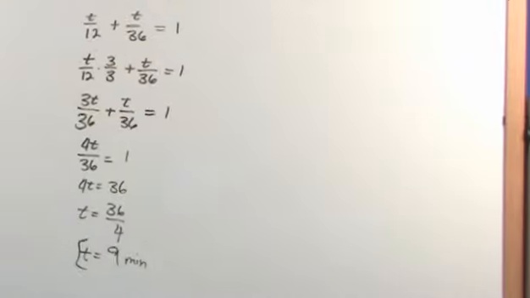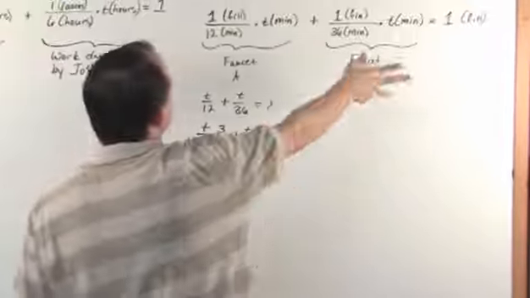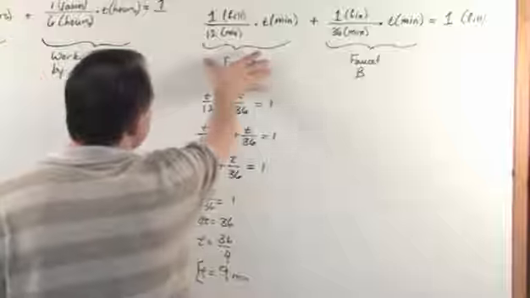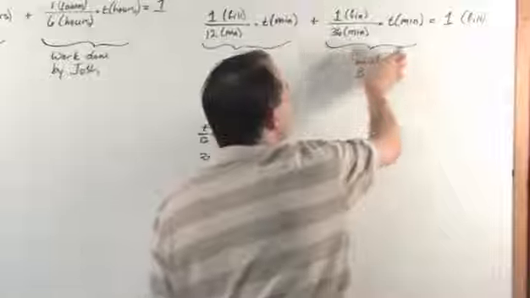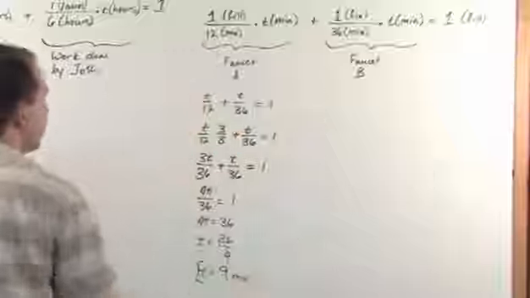So this problem is really similar to the others. It's just that we're getting some practice with writing this equation in terms of work done by one party, work done by the other party. The total amount of work done is what they must add to, and then just going through the math.